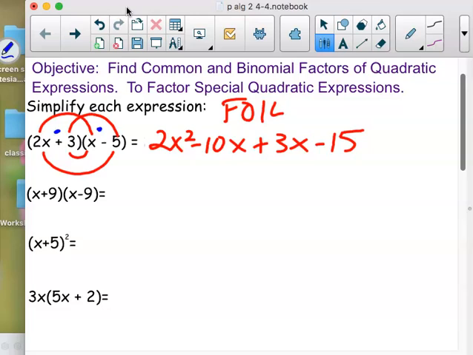FOIL, just like I said, is a mnemonic that helps you get every term in the first parentheses multiplied by every term in the second parentheses. That's all it does. But when you learn FOIL early on, it really helps you to see how all of that comes together. So now, I know that 2x squared is there on its own, but I do have 2 x's that I can put together, so these are like terms. -10x plus 3x will be -7x minus 15. And now, I don't have any more like terms.